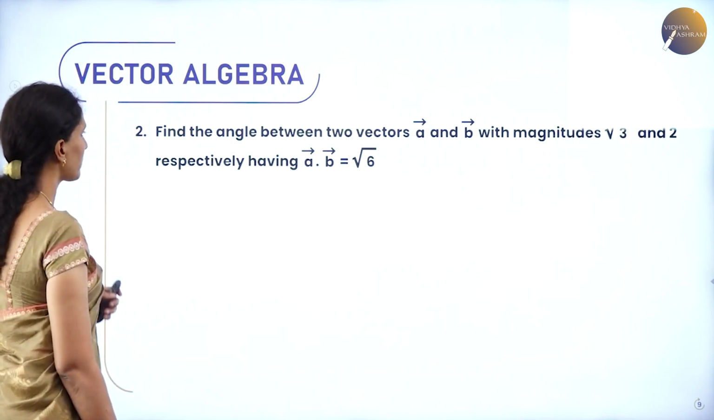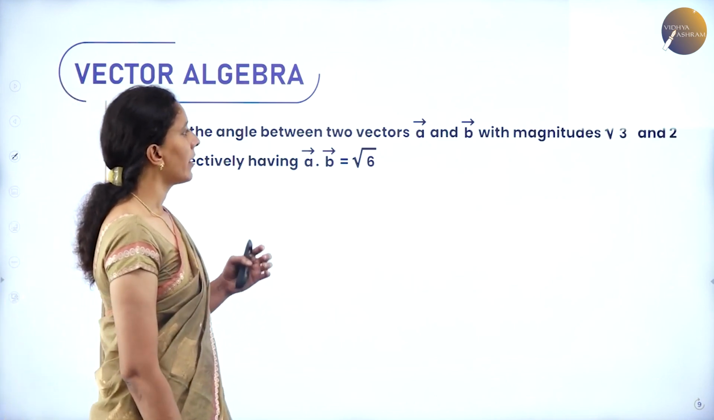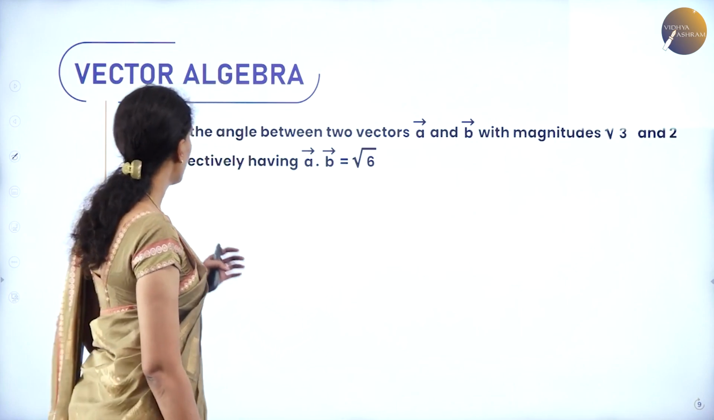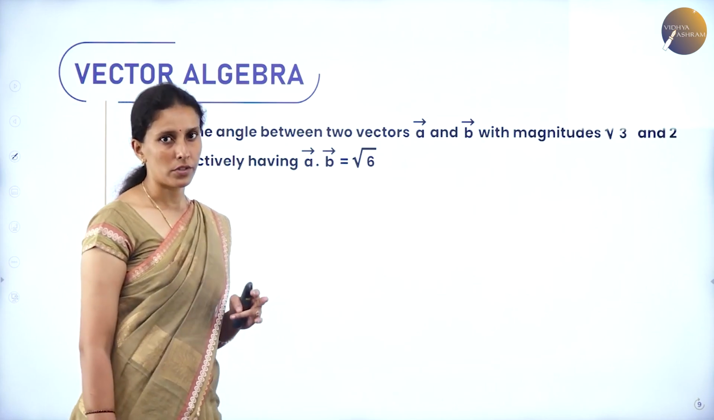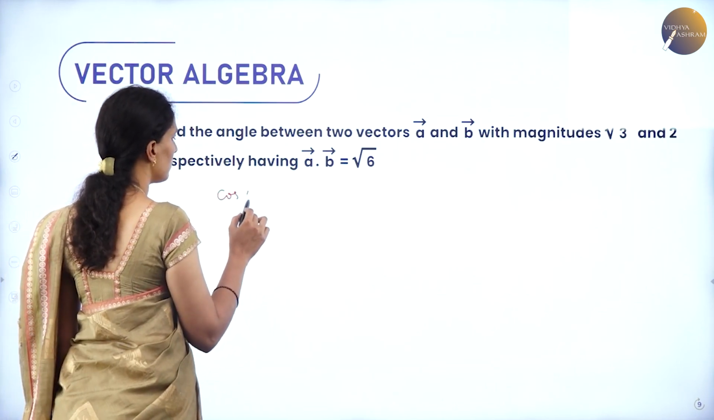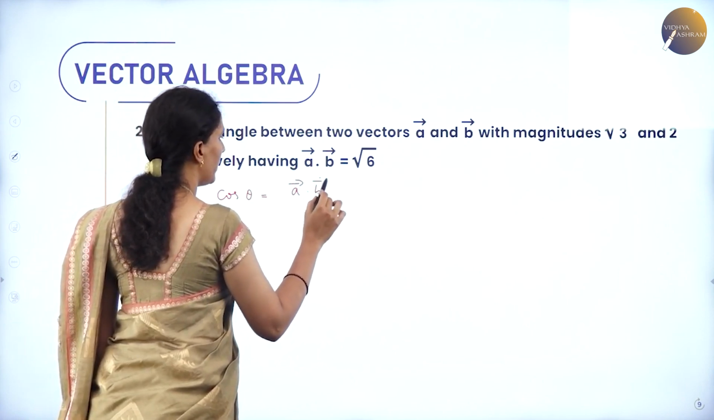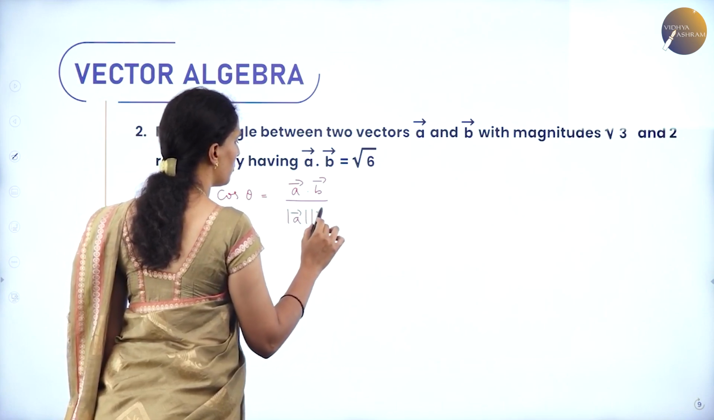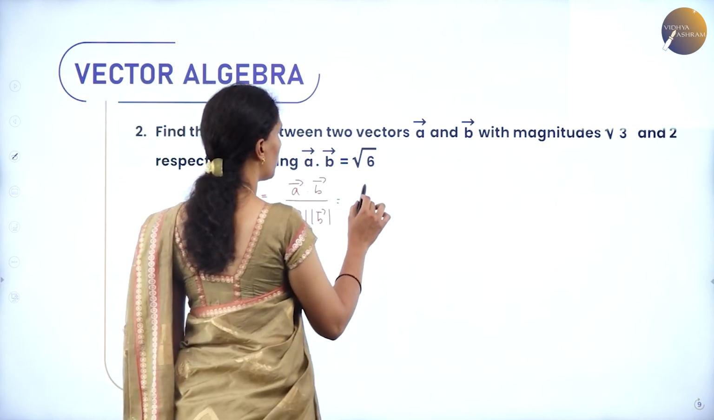Next, find the angle between the two vectors A and B with magnitudes root 3 and 2 respectively, having A dot B equal to root 6. Now, we know that cos theta is equal to A dot B divided by magnitude of A, magnitude of B. Now, they have given A dot B is equal to root 6.